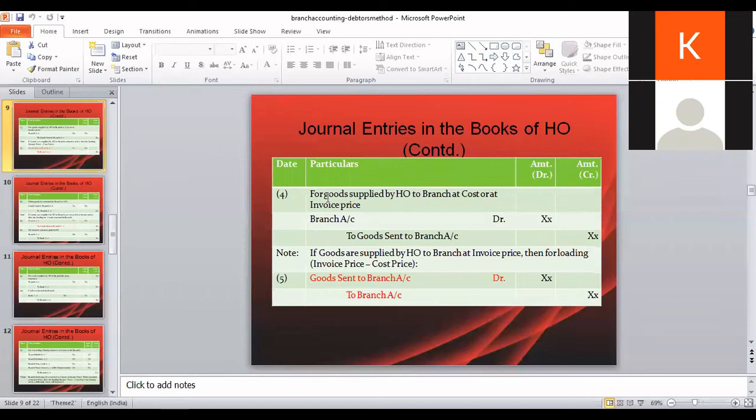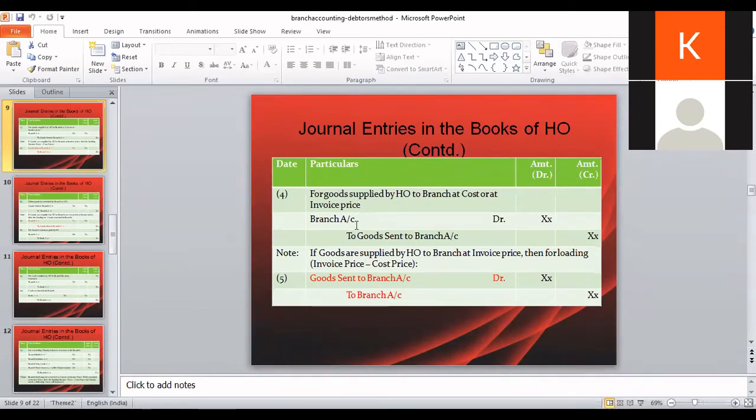When goods are sent to branch by head office, the simple entry you have to pass is branch account debit to goods sent to branch account. Again, this entry which is in red color is for adjusting the loading part, that profit part, if the goods are sent at invoice price. So for the time being, just ignore that part. Is this clear, everyone?